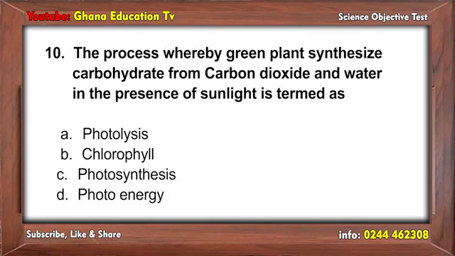Number 10. The process whereby green plants synthesize carbohydrates from carbon dioxide and water in the presence of sunlight is termed as A. Photolysis. B. Chlorophyll. C. Photosynthesis. And D. Photoenergy.